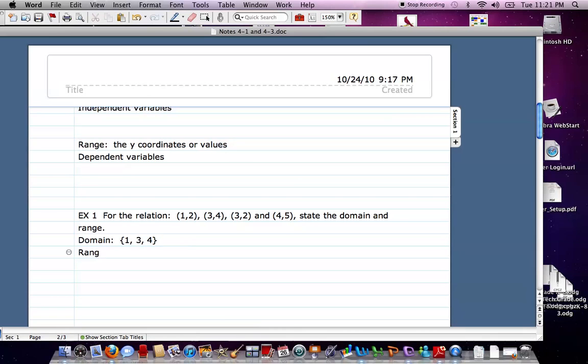Now the range, remember, are my y-coordinates. So again, I look from least to greatest. I'm comparing 2, 4, 2, and 5. The lowest would be 2. And again, I also have 2 y-coordinates of 2. I only need to include it once. The other ones that I have are 4 and 5. So the domain is 1, 3, and 4, whereas the range is 2, 4, and 5.